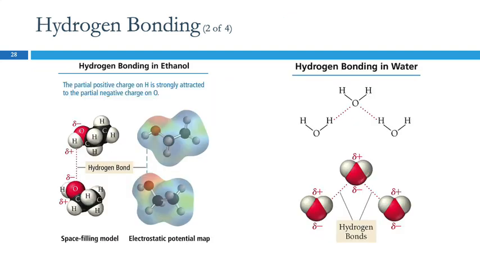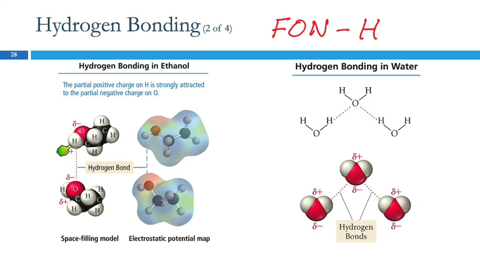Here we have examples of hydrogen bonding in ethanol. Here we have an oxygen-hydrogen bond, right? Phone home. Any one of these bonded to hydrogen.